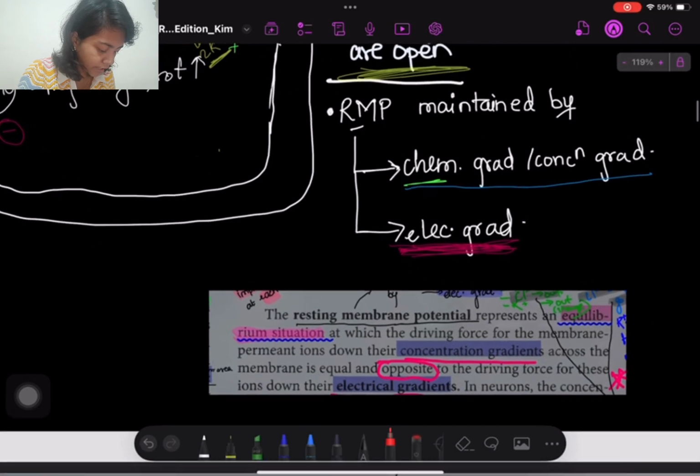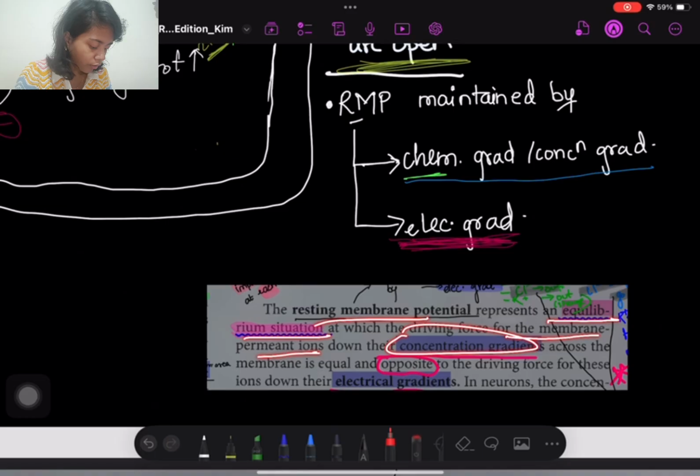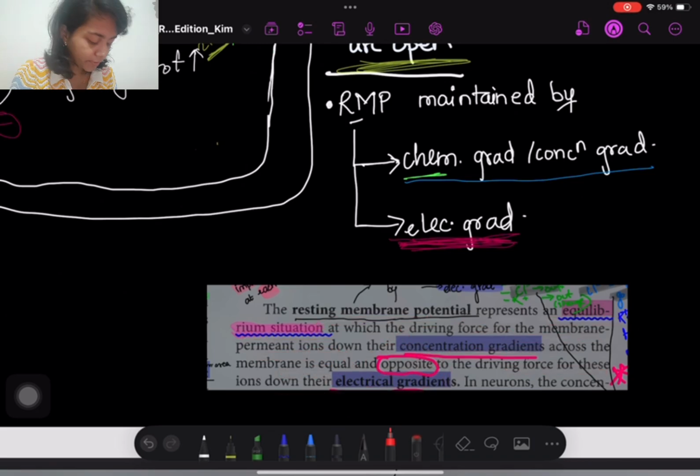This is the statement from Ganong. The resting membrane potential represents an equilibrium situation at which the driving force for the membrane permeate ions down the concentration gradient across the membrane is equal and opposite to the driving force of the ions down the electrical gradient. That's for chloride के केस में जो हो रहा है. पोटेशियम के केस में हो रहा है बट इट इज़ नॉट इक्वल.